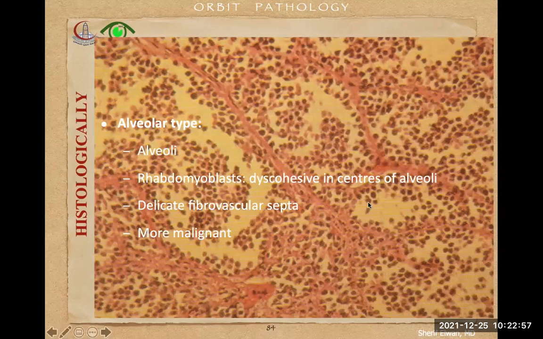The alveolar type is composed of alveoli with thin connective tissue septa, with delicate fibrovascular septa. This is more malignant because the tissues have lost polarity, are less polar, more malignant.